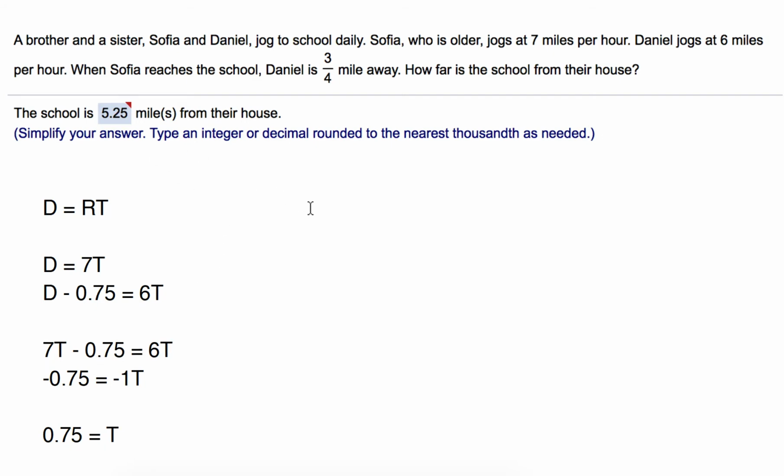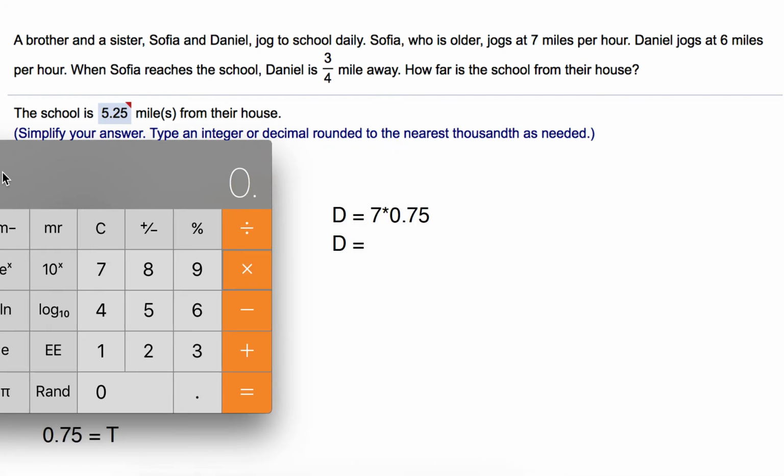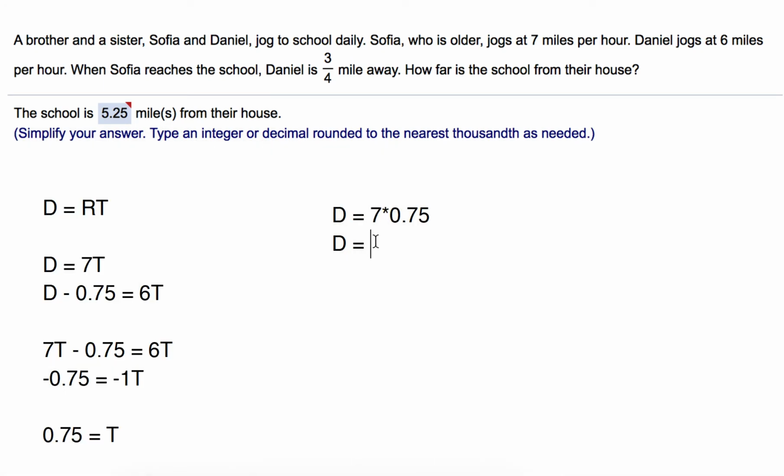But the question is asking how many miles it is from the house. We could plug 0.75 into either equation. Let's use Sophia's because Sophia's is a little bit easier. I'm plugging 0.75 in for t. And then when I solve, you'll see it's got the correct answer there. 5.25, that is the correct answer here.